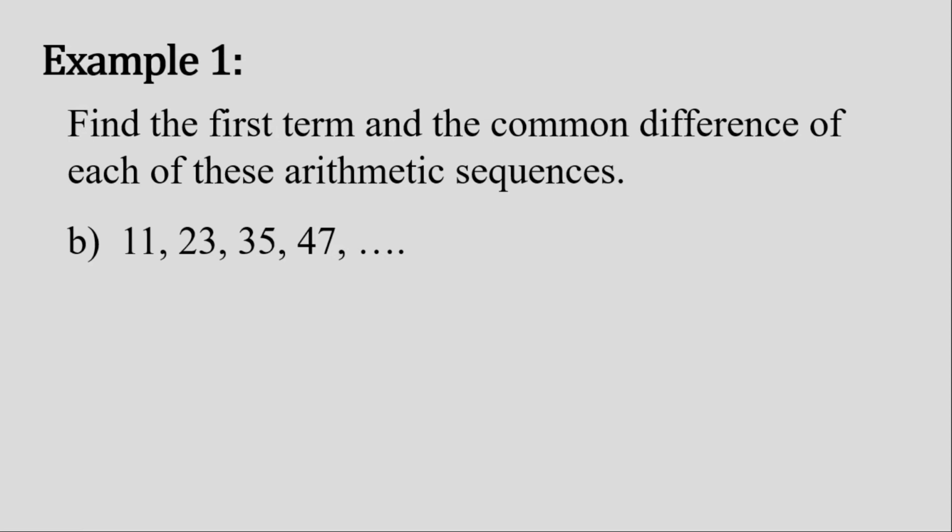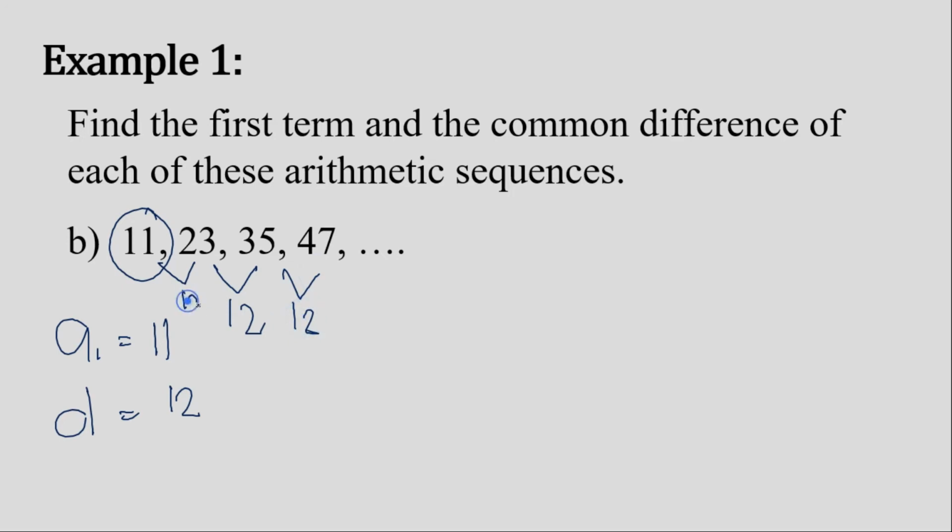Example number 1, letter B. Find the first term and the common difference of the sequence 11, 23, 35, 47. This is in ascending order, so let's assume that our common difference is positive. So for our first term, A sub 1 is equal to 11 and D is equal to 23 minus 11, which is 12. This is also 12. This is also 12. The common difference is 12.